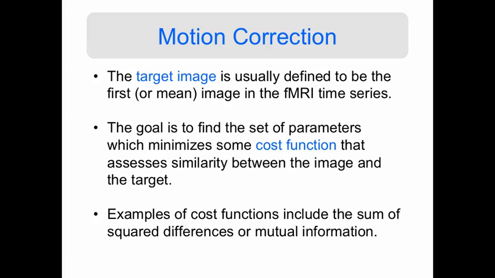So in motion correction, the target image is typically defined to be the first image of the fMRI time series, or alternatively the average over all of them. And so the goal is then to find the set of parameters which minimizes some cost function that assesses similarity between the image and the target. Examples of these types of cost functions could be the sum of squared differences or the mutual information. So what we want to do is make the target image and the input image match as close as possible.